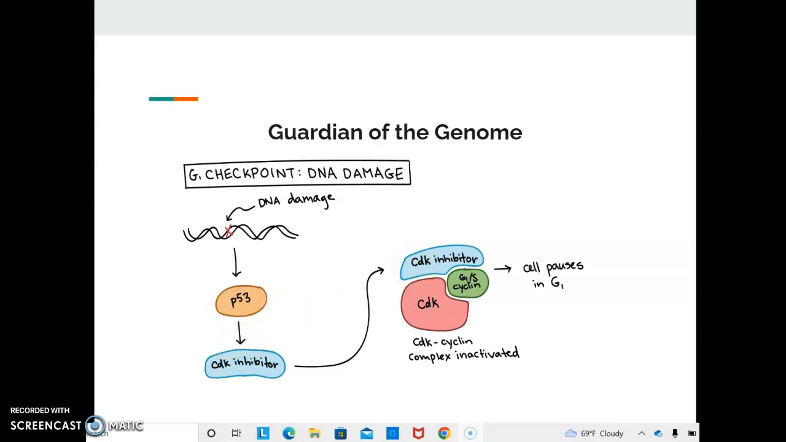And let me say that a little bit differently. P53 is making the inhibitor that actually binds onto this. And this right here by itself would allow that cell to go into the cycle, but the inhibitor is stopping it.